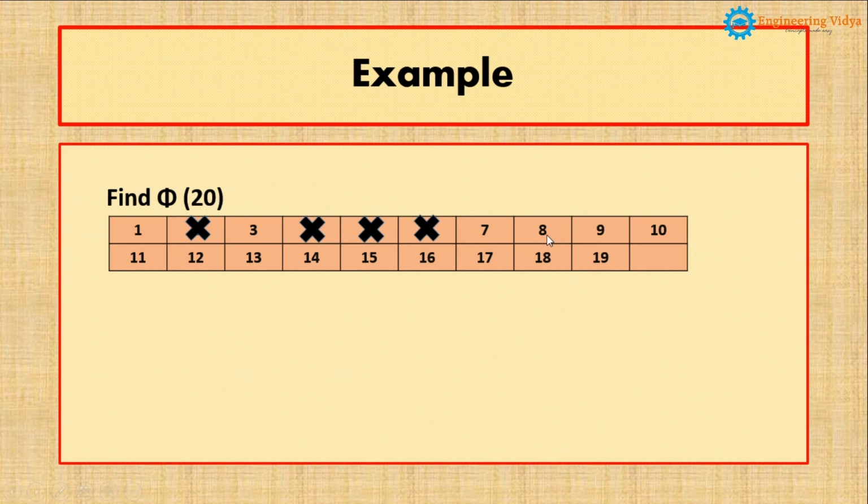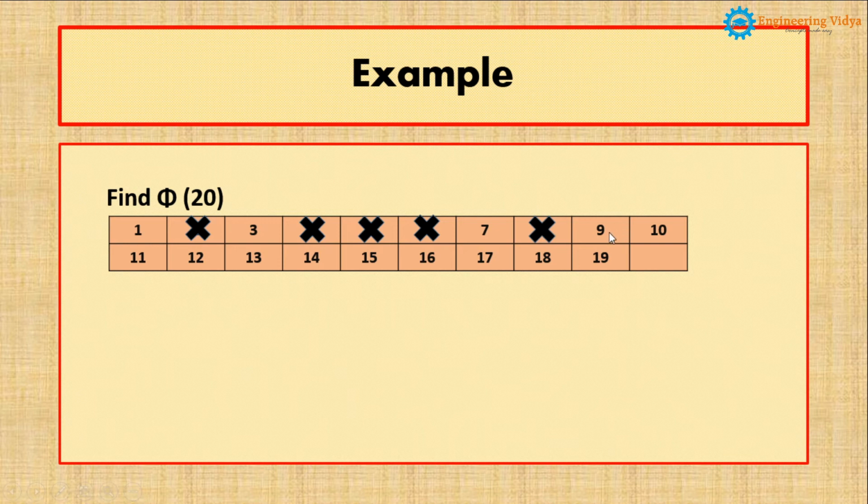Now check for 8, right? In 8 and 20, do we have any number that can divide 20 and 8? Yeah, 2 can divide 8, 2 can divide 20. 4 can divide 8 and 4 can divide 20. It means that 8 and 20 are not relatively prime, so it will again be discarded. In a similar way, we're going to discard all those numbers which are not relatively prime, right?